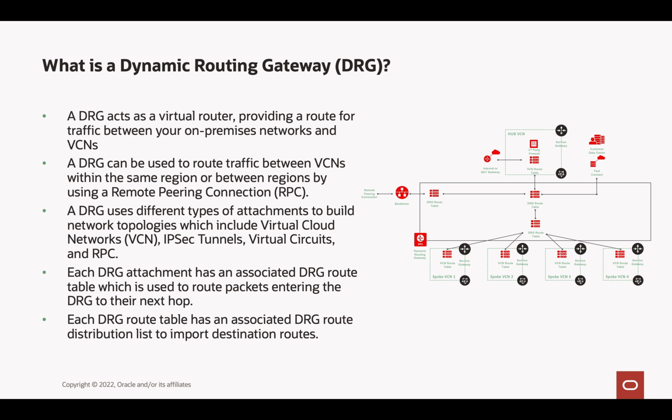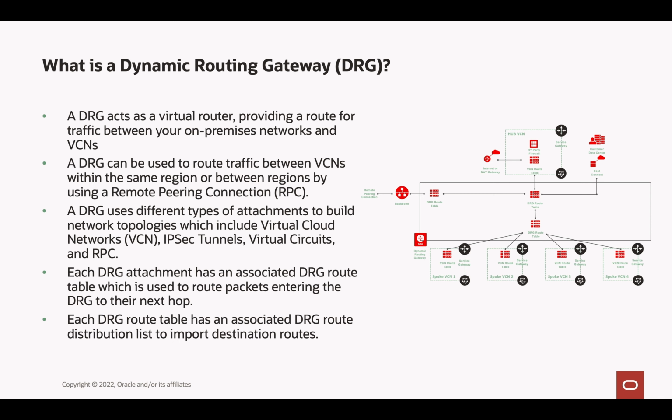A DRG uses different types of attachments to build the network topologies. And these attachments include VCNs, IPSec tunnels, virtual circuits, and remote peering connections. Each DRG has an associated DRG route table that's used to route packets entering the DRG to their next hop. And finally, each DRG route table has an associated distribution list to import destination routes.